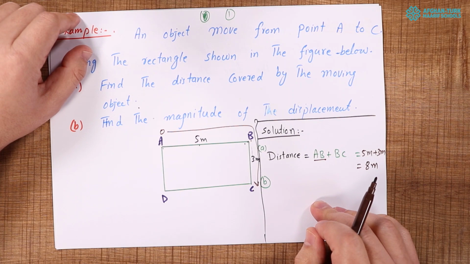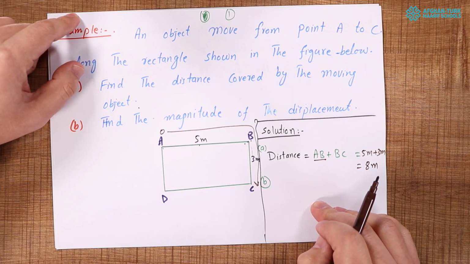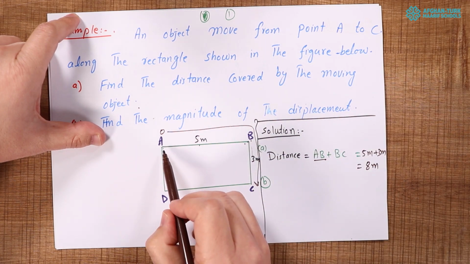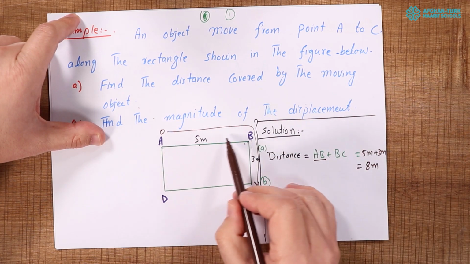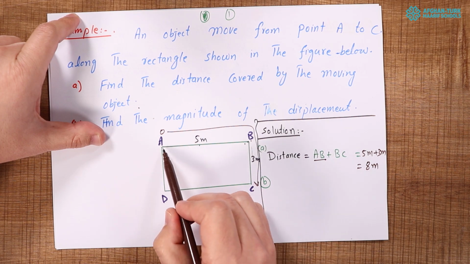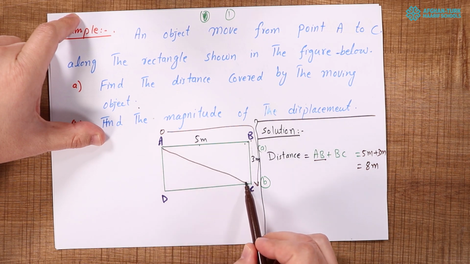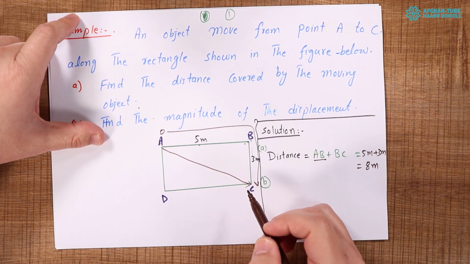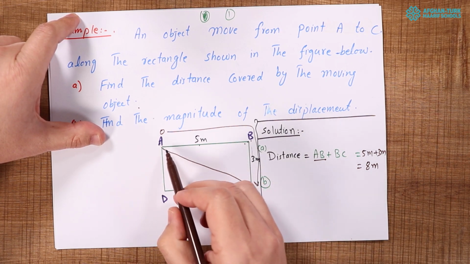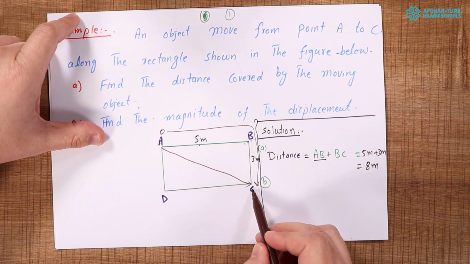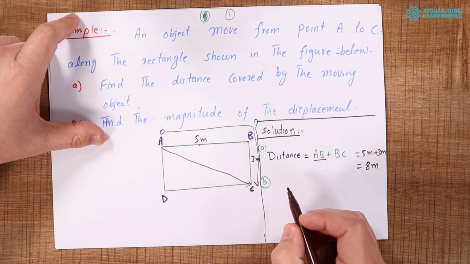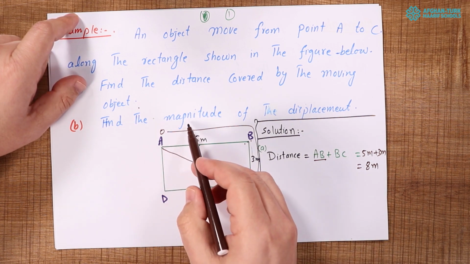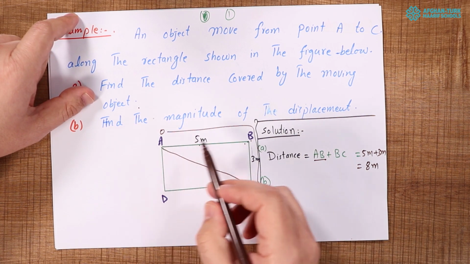So the distance is very simple. The total path is 8 meter. Now displacement, we know that it is the shortest distance. There is also another way possible from A to C. One way is this longest path. The other one is the shortest path from A to C, meaning the diagonal of the rectangle. Now this side is AC, this side is AB, and this side is BC. So we will apply the Pythagoras theorem to find the magnitude of displacement.